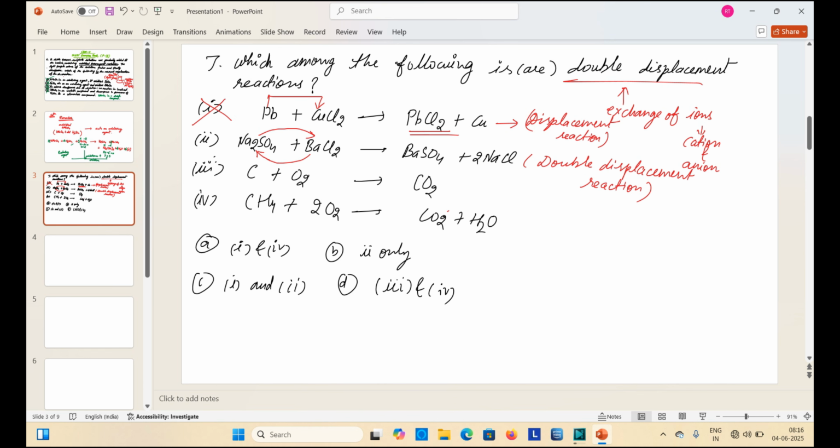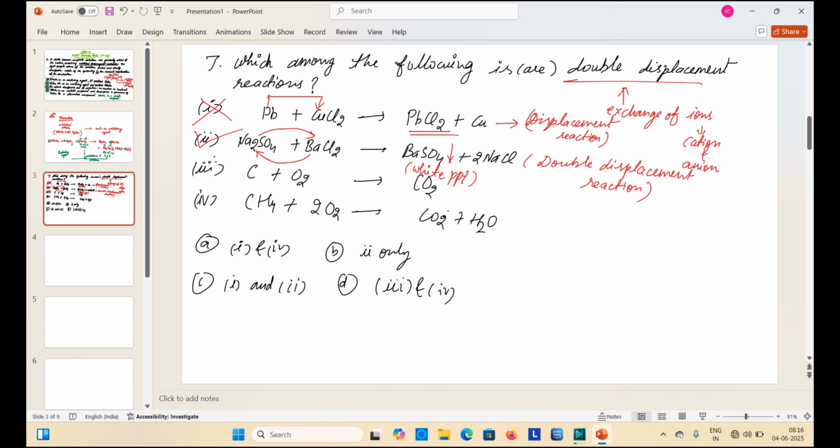Double displacement reaction, and obviously barium sulfate is a kind of precipitate, and it is white in color. So it will be your double displacement reaction.